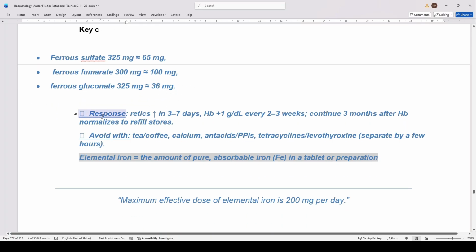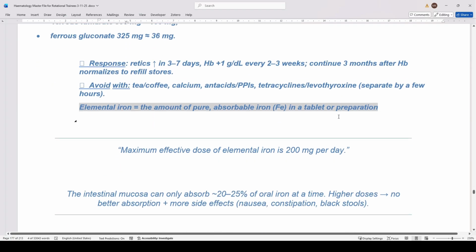You will see the response if the patient is taking iron, in the form of increased reticulocyte count in 3 to 7 days. Hemoglobin will rise by 1 gram per deciliter every 2 to 3 weeks, and continue iron for 3 to 6 months. 3 months are needed for stabilization of hemoglobin, and then again 3 months to normalize or refill the store. So it's a treatment for 6 months.